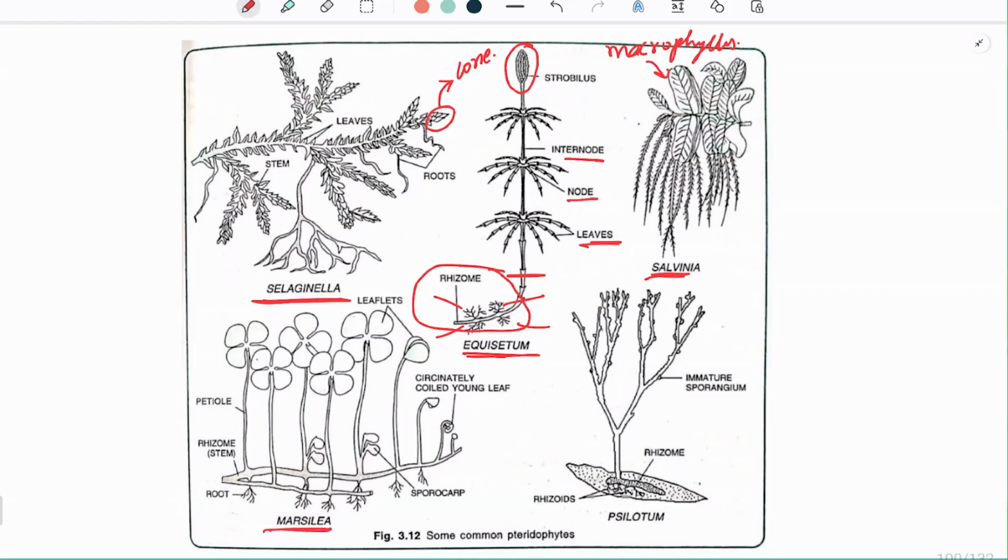In case of Marsilea, the rhizome, the rhizome stem which we can see here, and from the rhizome the main stem has arisen, the petiole is present, and the leaves. We can see macrophylls are present in case of Marsilea, and they have a very peculiar shape, which makes them beautiful and used as an ornamental plant.